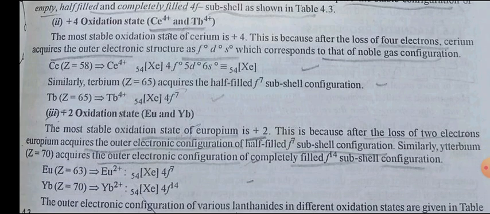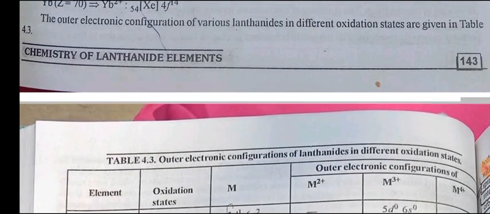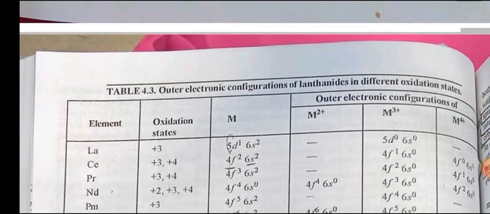+2 oxidation state. The most stable oxidation state of europium is +2. This is because after the loss of 2 electrons, europium acquires the outer electronic configuration of half-filled f7 subshell. Similarly, ytterbium acquires the outer electronic configuration of completely filled f14 subshell. The outer electronic configuration of various lanthanides in different oxidation states are given in table 4.3. Here's table 4.3.